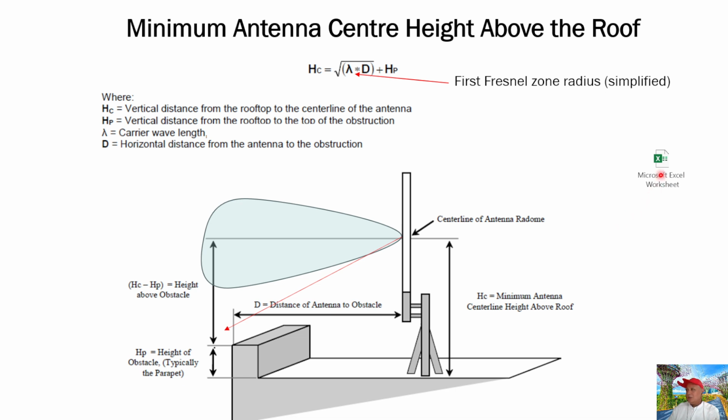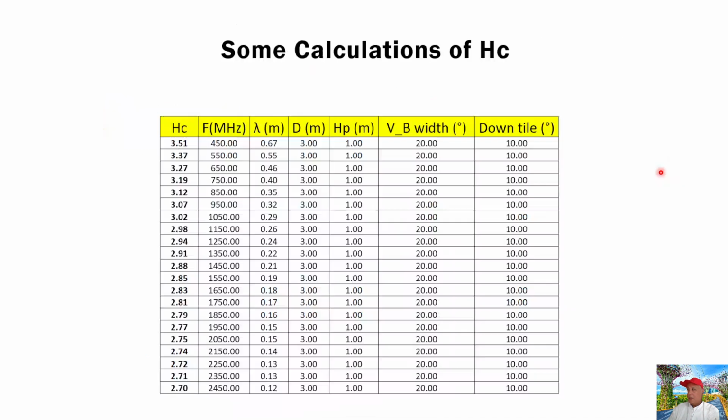And then, so you see, this one, for example, if the frequency starts from 450 megahertz, so of course you can calculate the wavelength here, the distance, all this, the down tilt angle, I put 10 degree here. So you can see the height is different. So the lower the frequency, the higher the height required. It's understandable because the wavelength is longer for lower frequency. So here, all the way to 2.45 gigahertz.